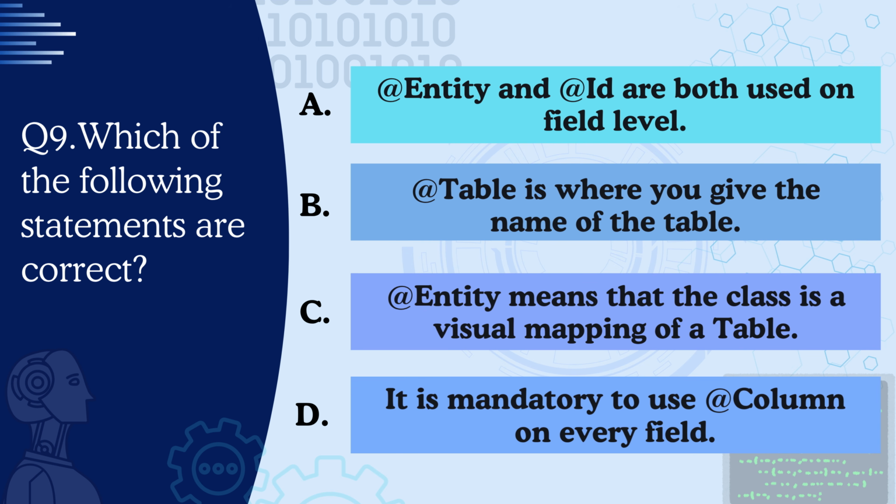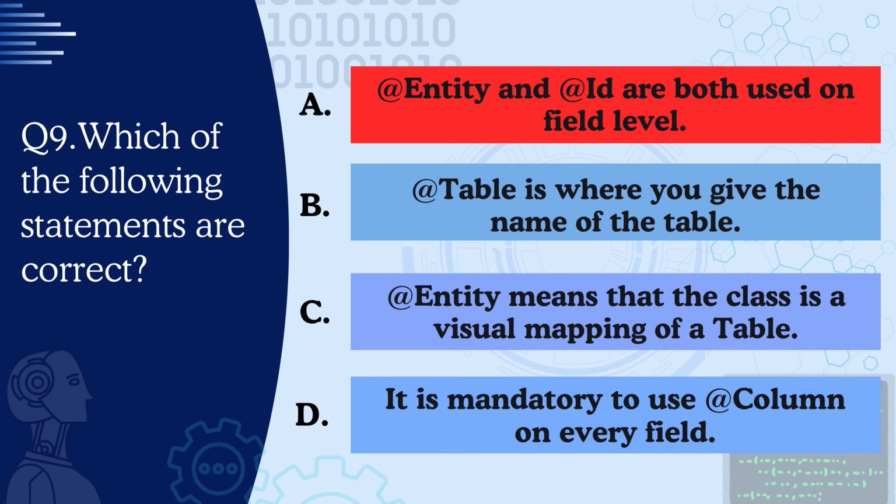Or D. It is mandatory to use @column on every field to map that field with the SQL column. Okay. So A is not correct because @id is used on a field. It marks that field as the primary key, but @entity is not used on a field. It's used on a class level.